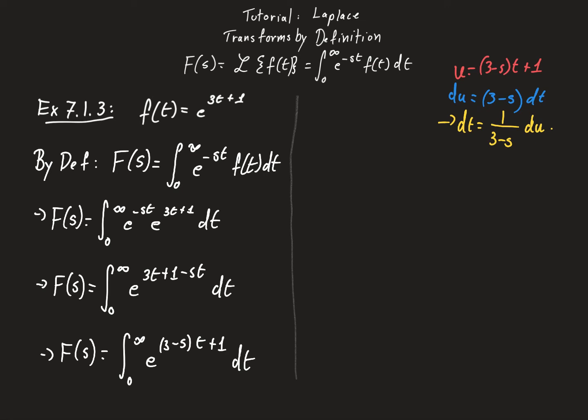So if we plug this in, we now get that capital F of s is equal to the integral from 0 to infinity. These are t equals 0 to t equals infinity of e to the u times 1 over 3 minus s du.